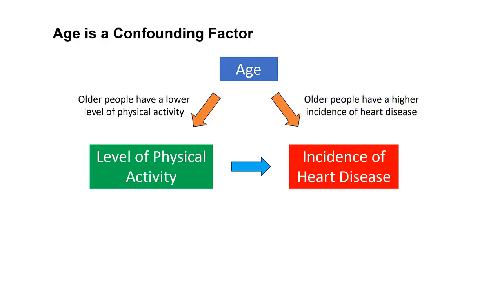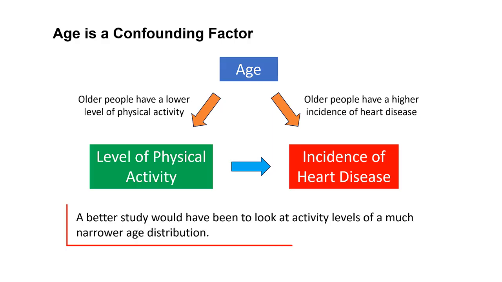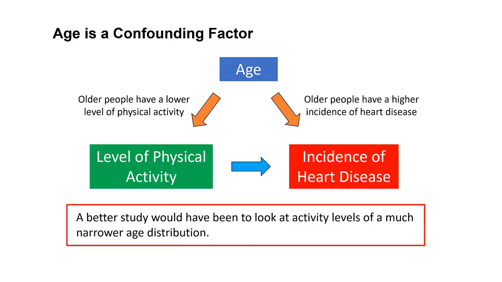So looking at this, there definitely is a correlation between level of physical activity and incidence of heart disease, but there's a confounding factor, and that confounding factor is age. Age is having a direct effect on both of the things that were being correlated, level of physical activity and incidence of heart disease. When there's a factor that does this, this is known as a confounding factor, and it really weakens the study quite a bit. It's a lot better to take this into account before designing the study. A much better study would have been to look at activity levels of a much narrower age distribution. So if age was not a confounding factor, then this study would have been a lot stronger.